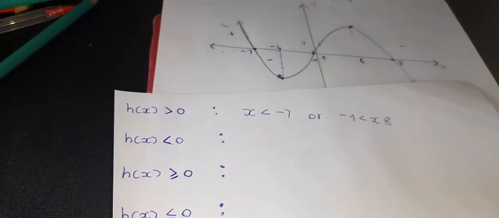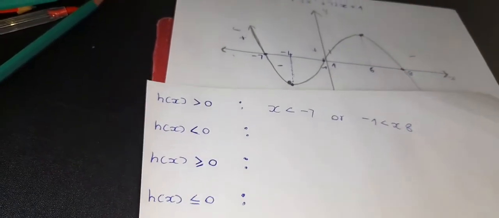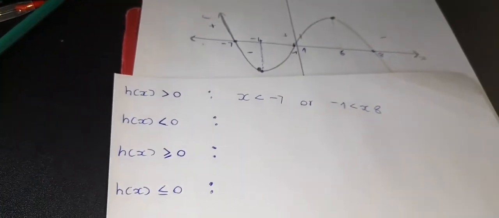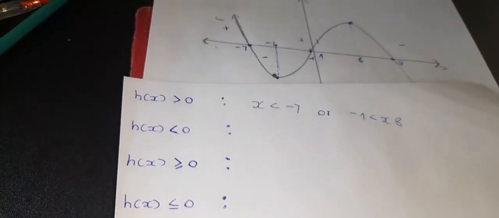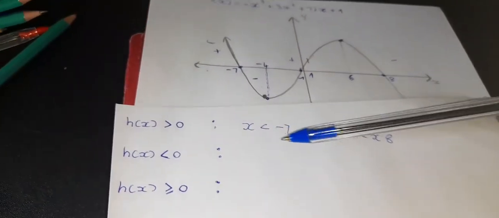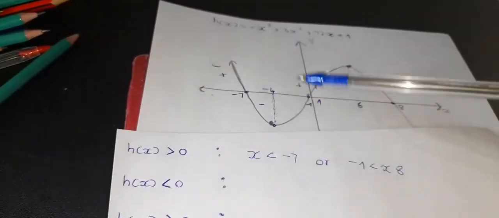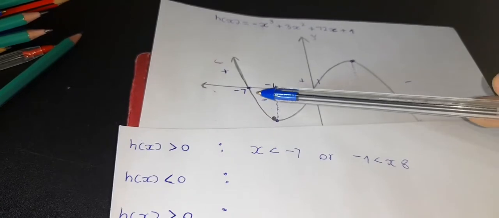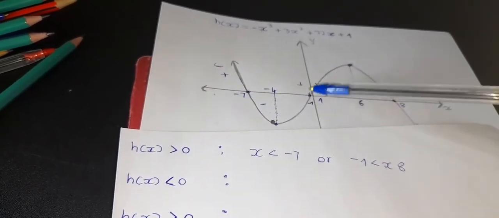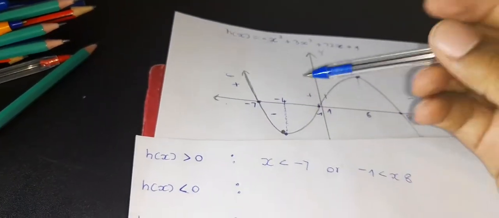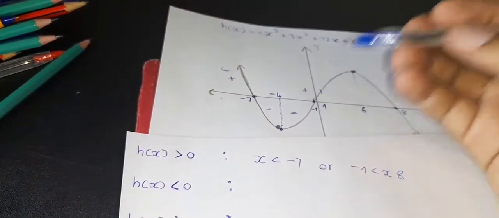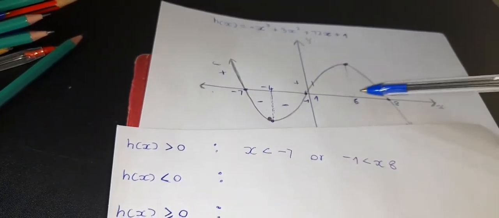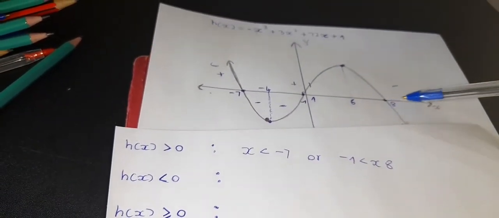So to answer these types of questions, you need the x-intercepts. If you have the x-intercepts, you can answer these questions here. So the second one, when is h of x less than 0? We can see h of x is less than 0 when x is between -7 and -1. So this is where it's negative. And it's also negative when x is greater than 8.